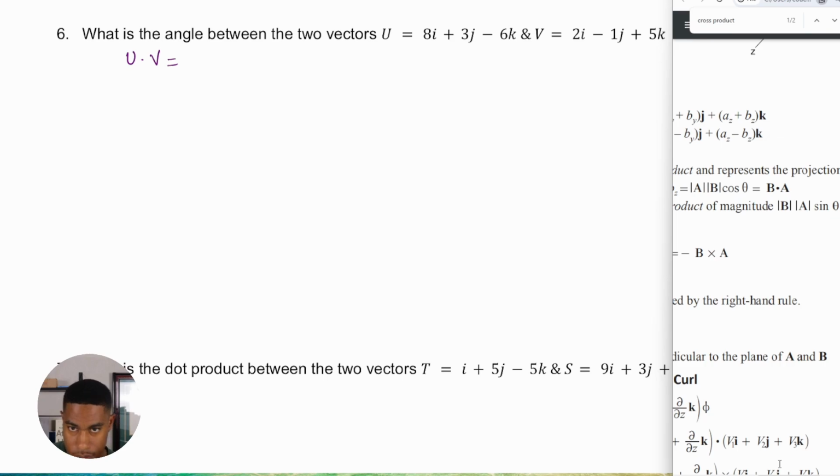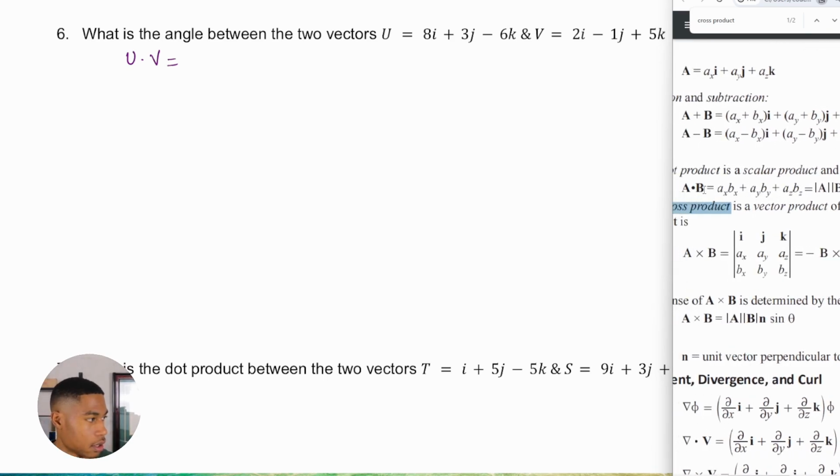our first variable. Don't want you to get confused. u dot v is ax times bx. In this case you just want to substitute it for u and v, but our version is 8 and 2. So we would just do 8 times 2. And then the next component of that is going to be ay, by. That is this. So we would say plus 3 times a negative 1. And then the last component, the negative 6 and the 5.